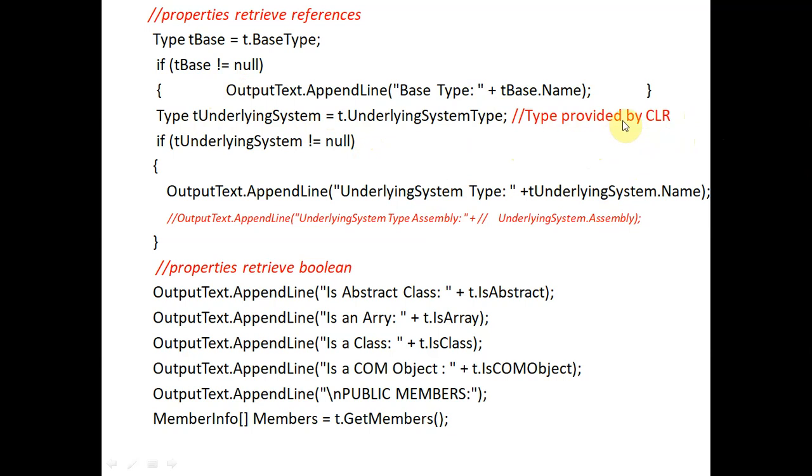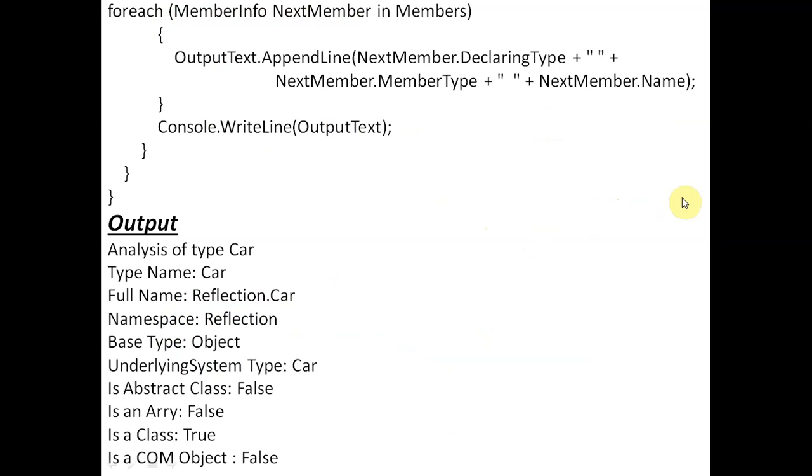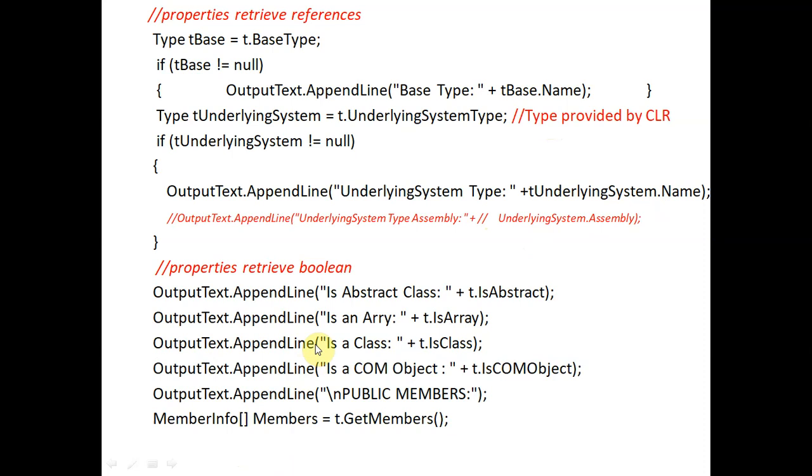So you can see its output, t dot underlying system type. It will be displayed here, t dot underlying system type dot name. So this will be underlying system type dot name, it will be car. As per the CLR, because in C#.NET the main role is played by the CLR, common language runtime, the base type of the class with underlying system type of the car will be the car. So that's why we have written here t dot underlying system type.